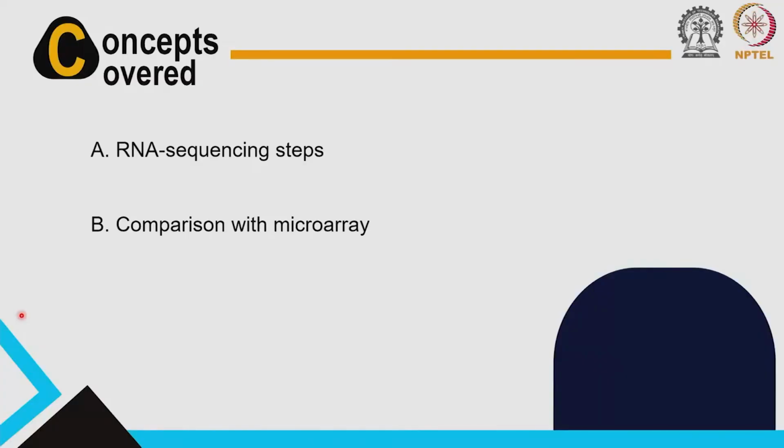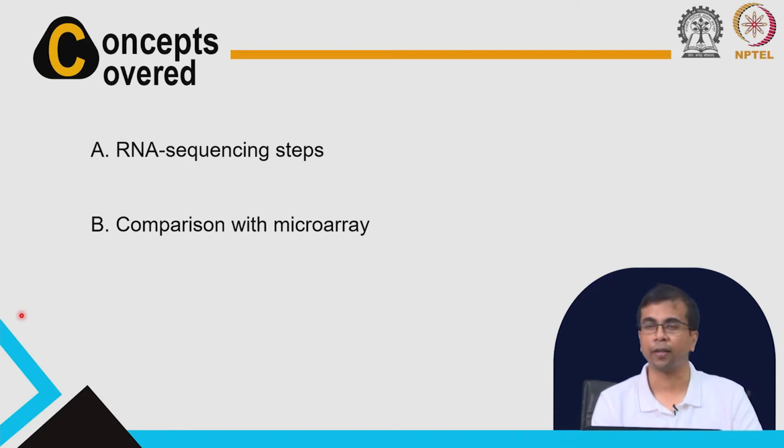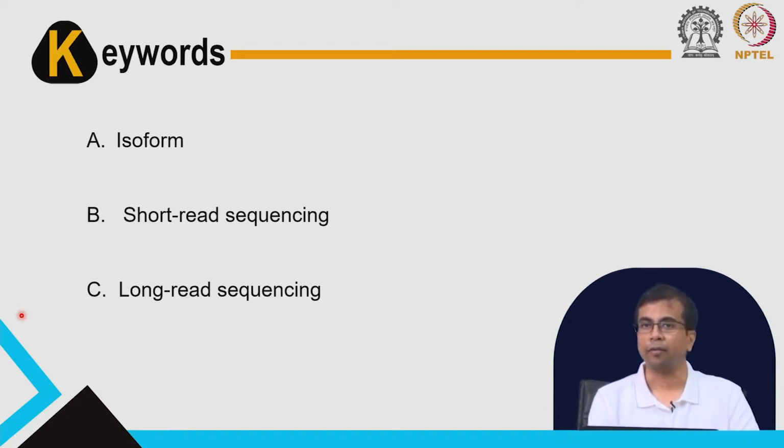So, we will talk about the RNA sequencing steps in brief, and we will also compare with microarray and talk about advantages of this NGS based transcriptomic analysis. Okay, so, these are the keywords we will come across: isoform, short read sequencing and long read sequencing.